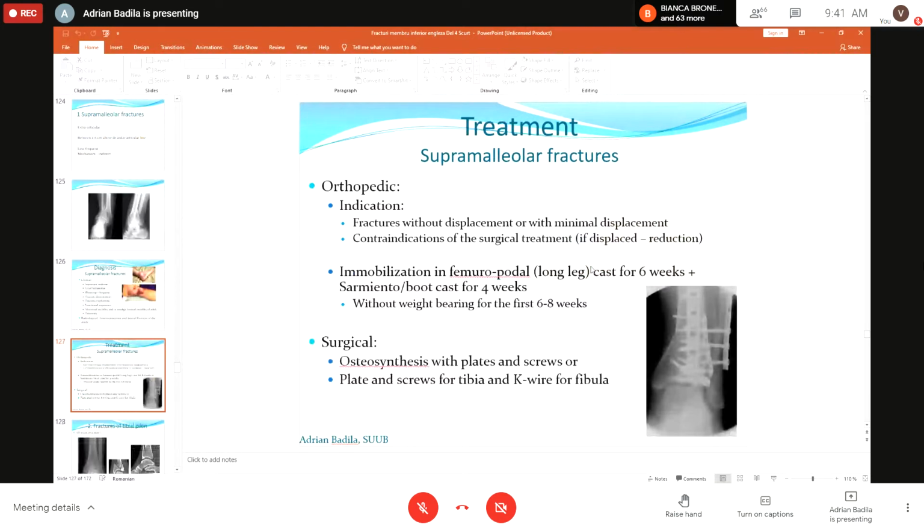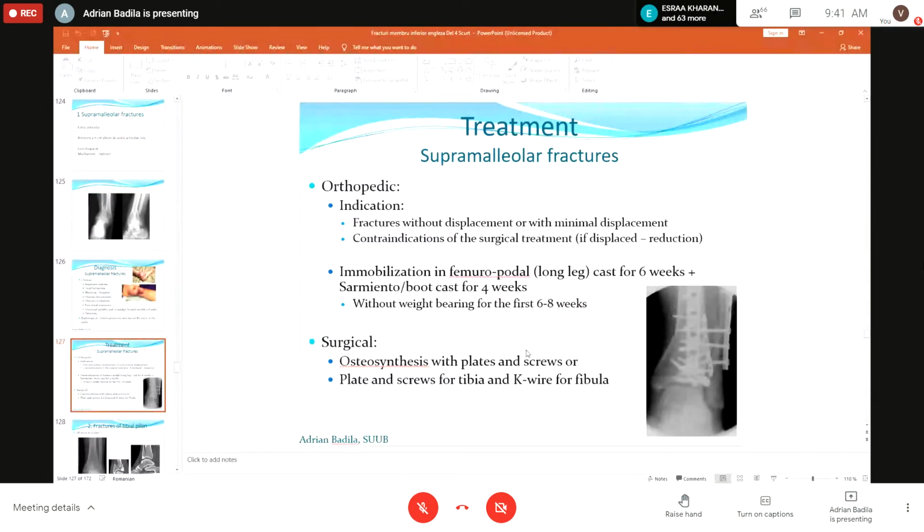For the supramalleolar fracture, the treatment can be the orthopedic treatment or the surgical treatment. The orthopedic treatment is indicated in fractures without displacement or with minimal displacement, or when we have contraindications of the surgical treatment. If the fracture is displaced, of course we will perform an orthopedic reduction, and after that immobilization in a long leg cast for 6 weeks and a Sarmiento cast for the next 4 weeks.